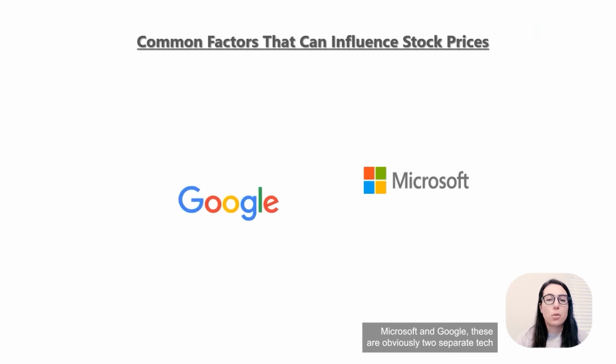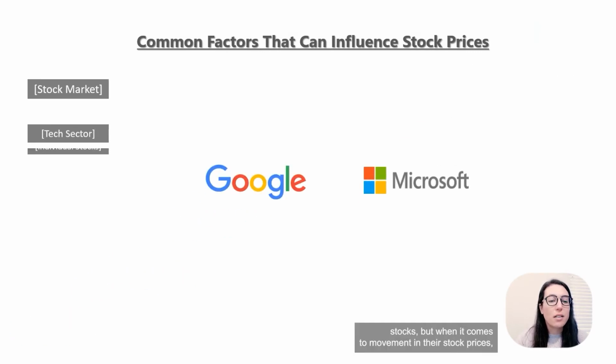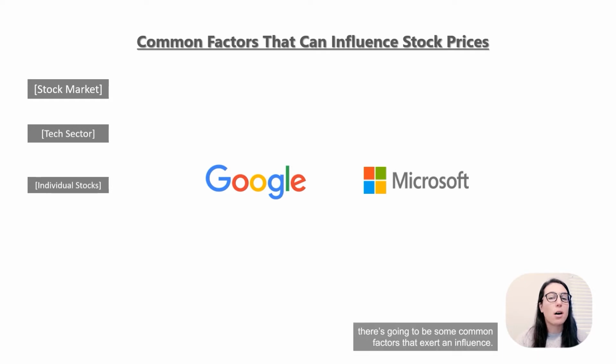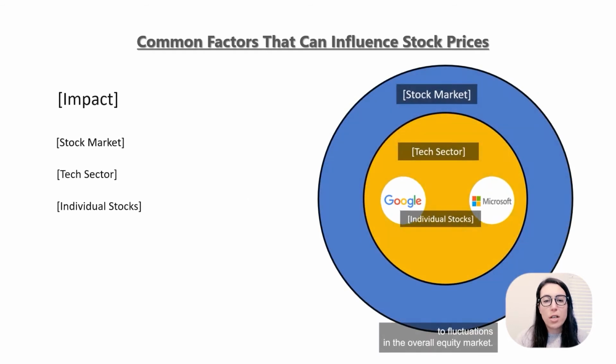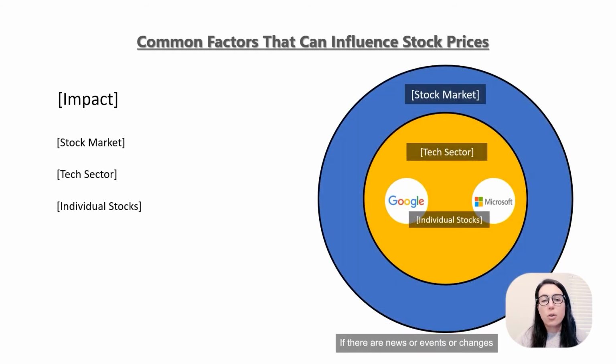So let's move to a stock example. Microsoft and Google. These are obviously two separate tech stocks, but when it comes to movement in their stock prices, there's going to be some common factors that exert an influence. For example, both stocks are going to be sensitive to fluctuations in the overall equity market. So if there are news or events or changes to fundamentals that impact the overall equity market, it's likely going to have an effect on both of these stocks.